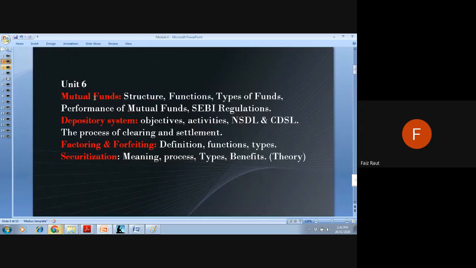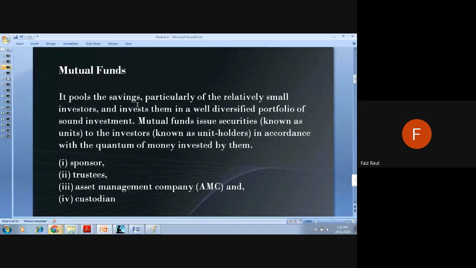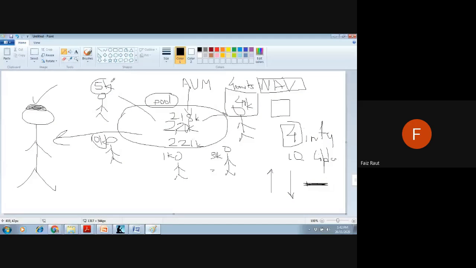Okay, today we started with the sixth module: mutual funds, depository system, factoring, forfeiting, securitization. In this, we started with what is a mutual fund. I have explained this: a pool of money from the investors is put together, and this is taken care of by the fund manager. This is called the assets under management, and the holder of the mutual fund is called a unit holder, not the shareholder. He will be holding units, not shares.